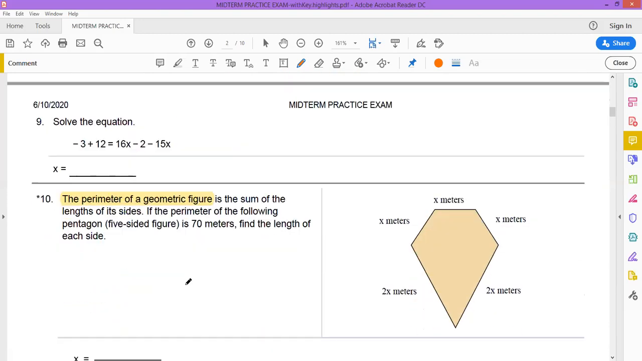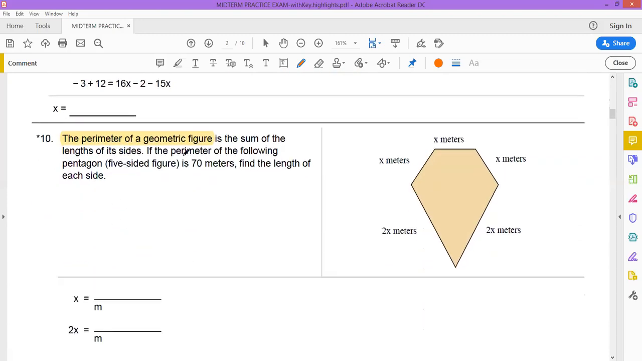So number 10, we're asked to find the perimeter of this geometric figure. So we have a 5-sided figure, that would be a pentagon, and we have expressions to represent the length of each side of the pentagon. So we have x, x, x, 3 sides with a length of x, and then 2 sides with a length of 2x. Remember, the perimeter is just us adding all of the sides.